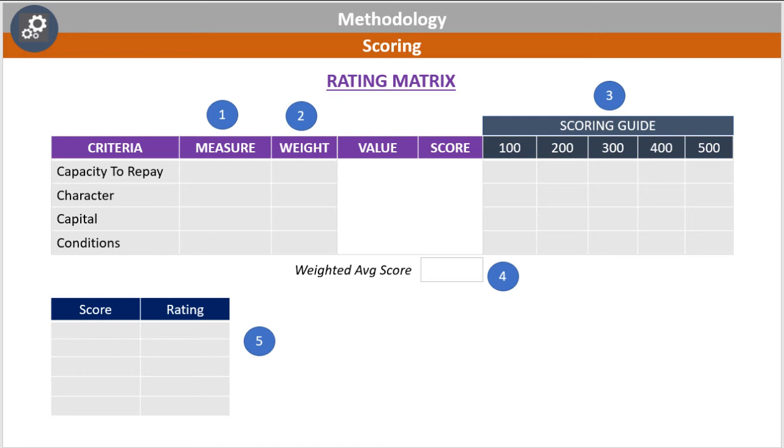As a final note, creating a rating matrix is art as much as science. It combines both quantitative and qualitative factors. Now let's look at an example.